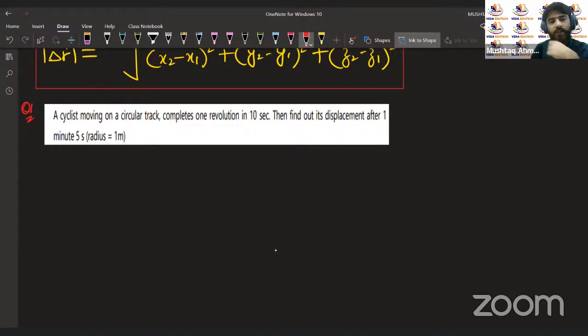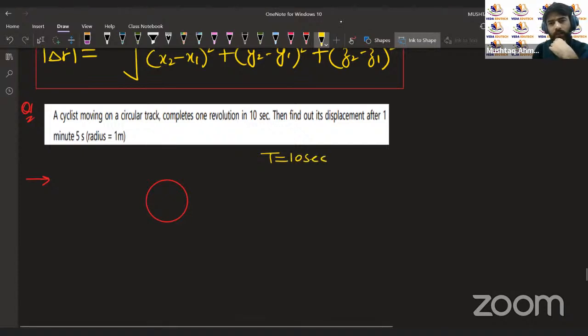The question says that a cyclist moving on a circular track completes 1 revolution in 10 seconds. Let's suppose this is our circular track here, and on this circular track the cyclist is moving and completing 1 revolution in 10 seconds. We can say that the time period for this motion is equal to 10 seconds. Then find out its displacement after 1 minute 5 seconds.